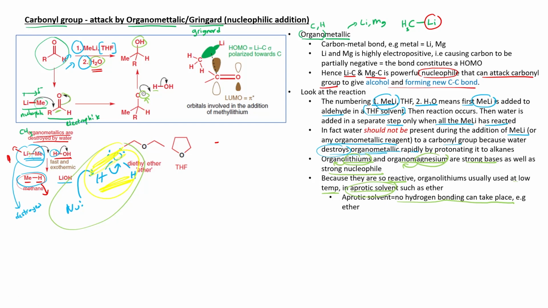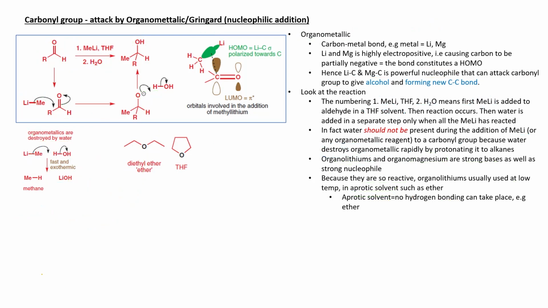If you look at the water, the nucleophile can make a hydrogen bond with the H here. So an aprotic solvent is basically a solvent that makes this hydrogen bonding not possible. For example, if I remove all this, aprotic solvents are diethyl ether and also tetrahydrofuran.